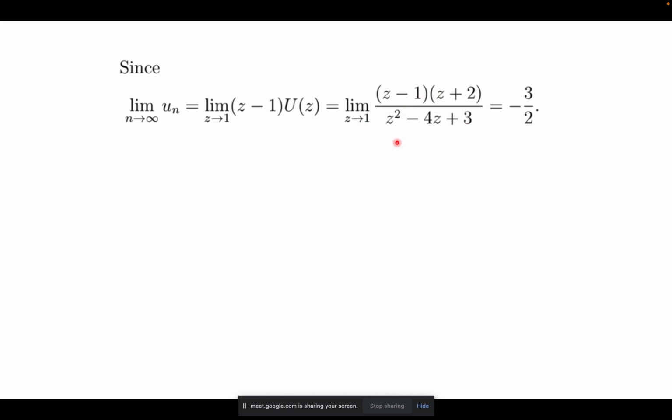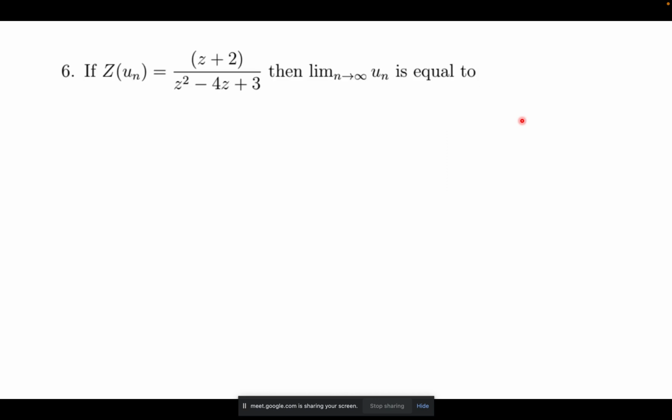Now if you take z equal to 1 in this, it is basically a 0 by 0 form if you directly take z approaching 1. So you can again use the L'Hopital rule in this indeterminate form. You take the derivative in the numerator with respect to z, and similarly the derivative in the denominator, and then when you take the limit with z approaching 1, you will get the value minus 3 by 2. So I hope this was a very easy problem.